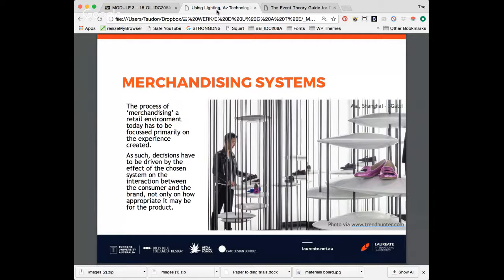The process of merchandising a retail environment today has to be focused primarily on an experience being created. As such, the decisions have to be driven by the effect of that particular system on that interaction. Simply popping a bunch of shelves on a wall doesn't really cut it in today's marketplace anymore.